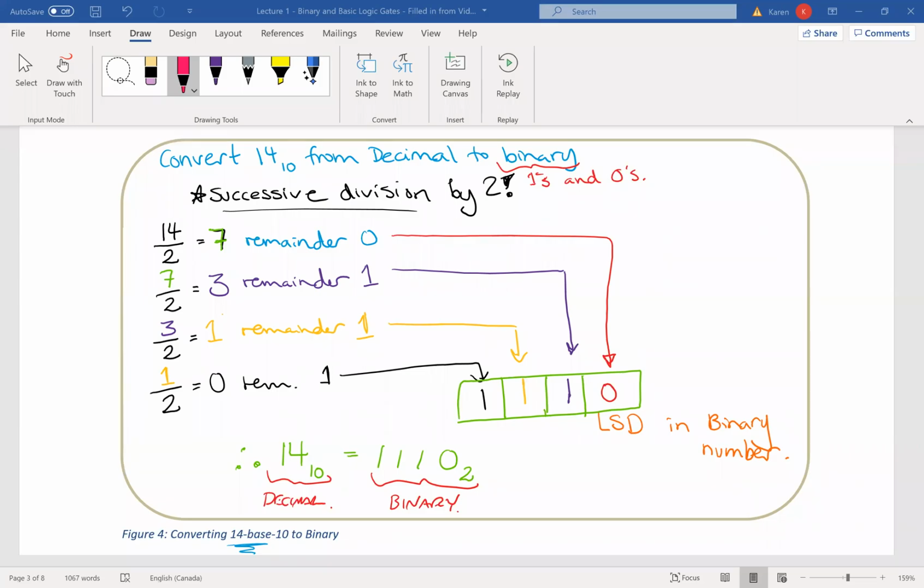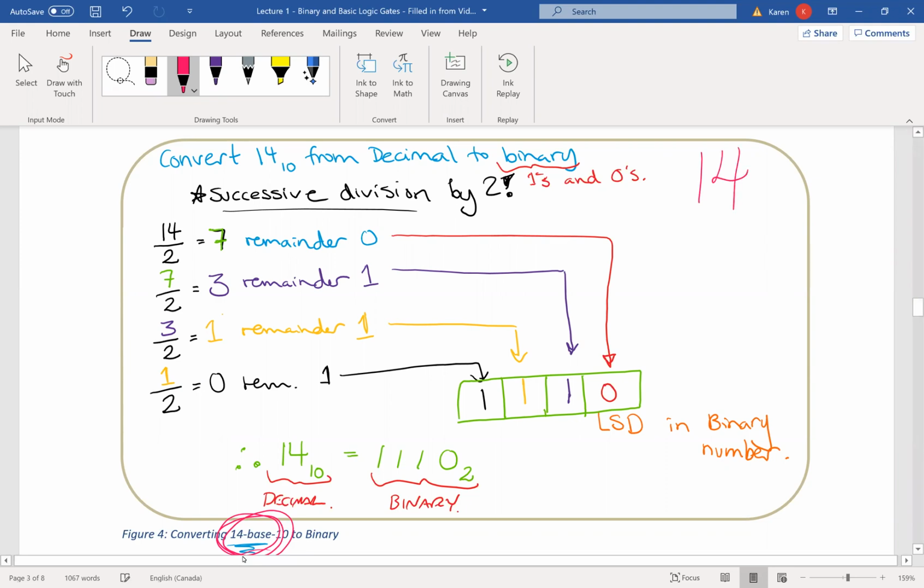Now, to convert a decimal number back to binary, what you have to do is successive division by 2. So let's say, as an example, I'm going to convert 14 base 10. So the regular number 14 base 10, in the decimal number system we're used to. So this is just a regular old number 14.